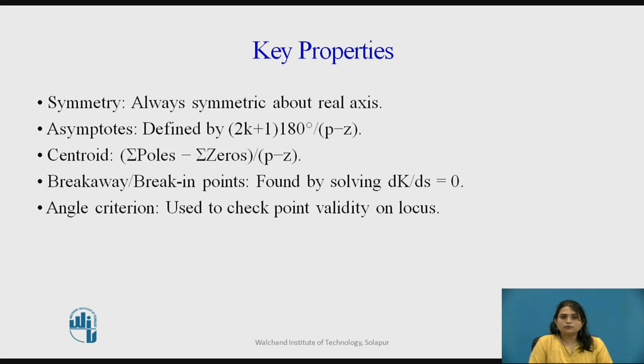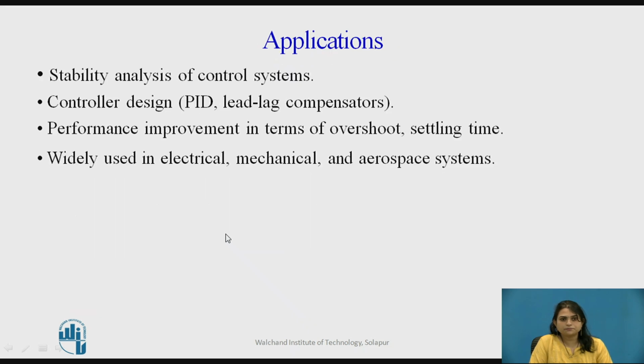Now in this way we are going to calculate the root locus. These are some key properties. It is always symmetric about the real axis. Root locus asymptotes are defined by this formula. Centroid will be calculated with the help of this formula: summation of poles minus summation of zeros upon P minus Z. Breakaway and break-in points are found by solving dK by dS equal to 0, by taking the derivative, and then the angle criterion is used to check point validity on a root locus.